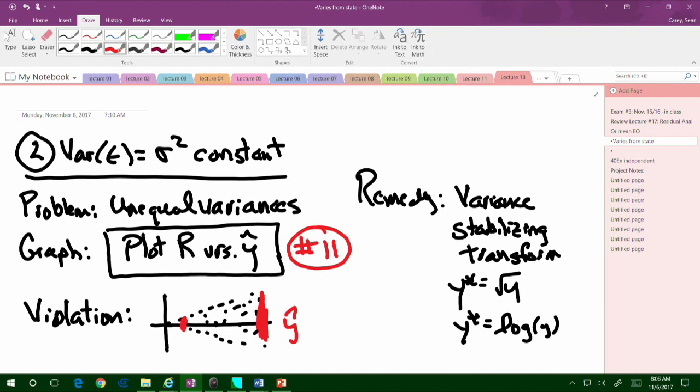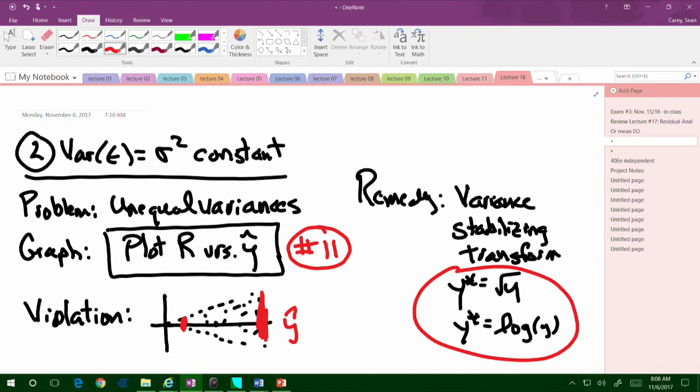Now, what would the remedy be? Well, the remedy would be to make what is called a variance stabilizing transformation, which is to model not y, but some transformation of y, like a square root of y or a log of y. Look, you're not going to do this. You're going to tell me about it, okay? If you have this violation, you'll tell me about it, what you would do in real life, but you're not actually going to carry this through. But this is how you would actually carry it through. You would actually change the dependent variable to some other transformed variable and then model it.